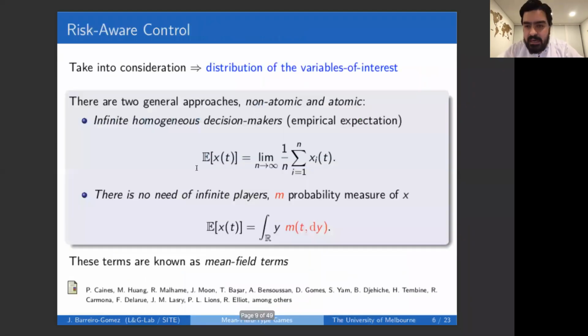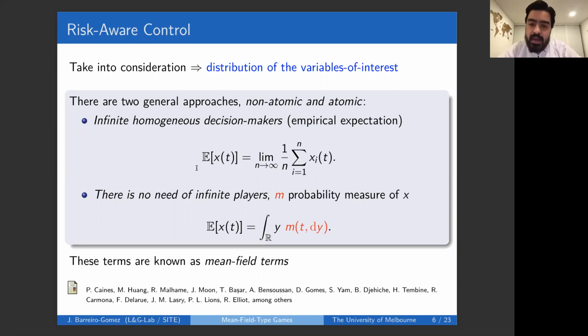So let me now tell you about two different approaches that we have in order to design risk-aware controllers or games or mean field type games and controllers. So the important thing is that in this class of controllers, we care about the distribution of the variables of interest. So we're going to check also the distribution of the system states and the distribution of the control inputs.